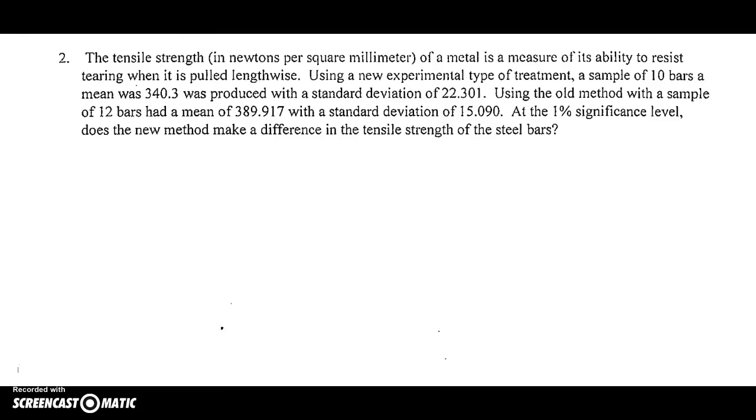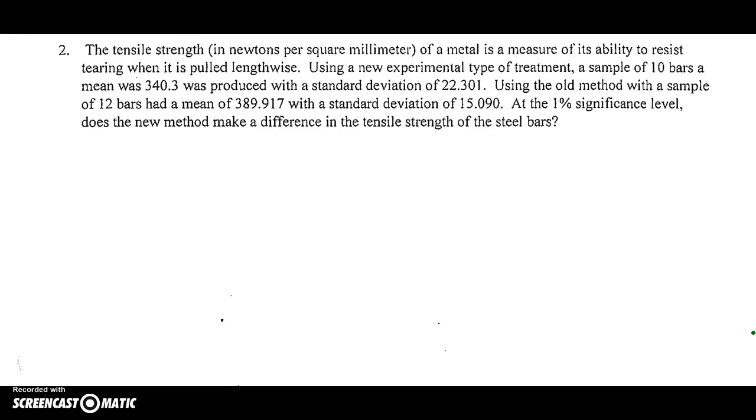Okay, the tensile strength in newtons per square millimeter of a metal is a measure of its ability to resist tearing when it's pulled lengthwise. Using a new experimental type of treatment, a sample of 10 bars with a mean of 340.3 was produced with a standard deviation of 22.301. Using the old method with a sample of 12 bars had a mean of 389.917 with a standard deviation of 15.090. At the 1% significance level, does the new method make a difference in the tensile strength of the new bars?